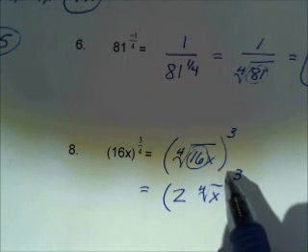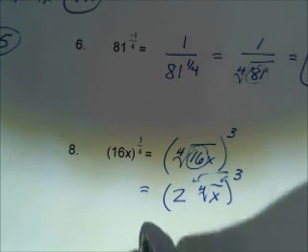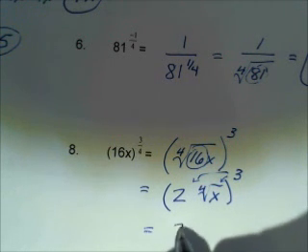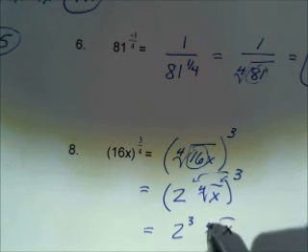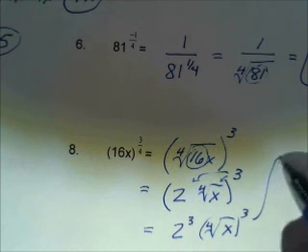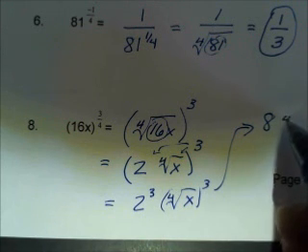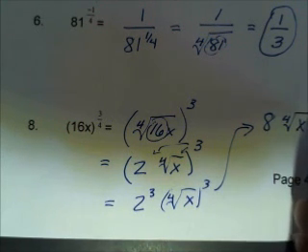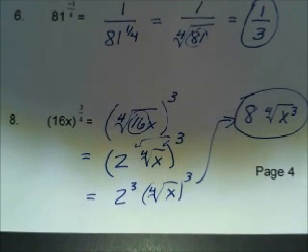And now we distribute. What is 2 to the 3rd? And then the 4th root of x raised to the 3rd. That's 8 4th root of x to the 3rd. Next page.